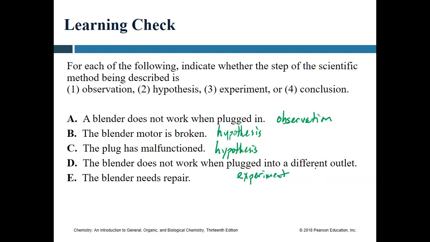This is obviously an experiment, but we're also looking at an observation from that experiment as well. The experiment itself is we're testing the blender in a different place. The fact that it still does not work is an observation of that experiment. We're collecting data, we're collecting evidence in that spot. Observations are a form of evidence. The blender needs repair. Conclusion.